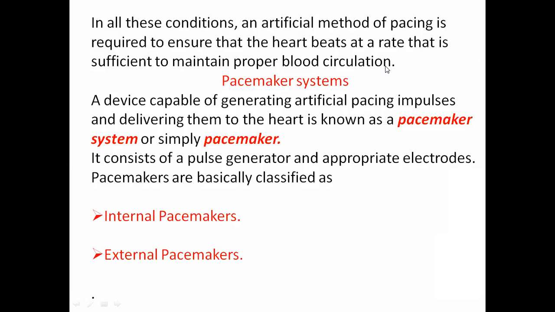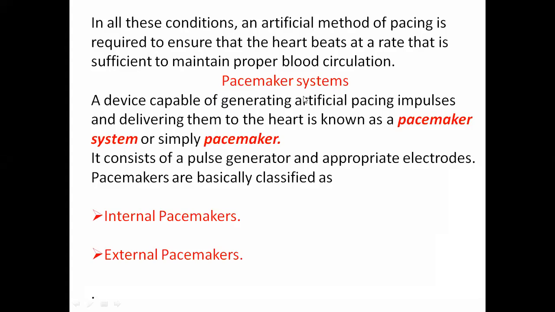So in all these situations, we have to provide an artificial method of pacing. Artificially we can provide electrical signals, and by applying these electrical signals, those pulses travel from the atria to the ventricles through the AV node. Like that, the heartbeat rate is maintained properly, and the blood circulation of the body occurs smoothly.